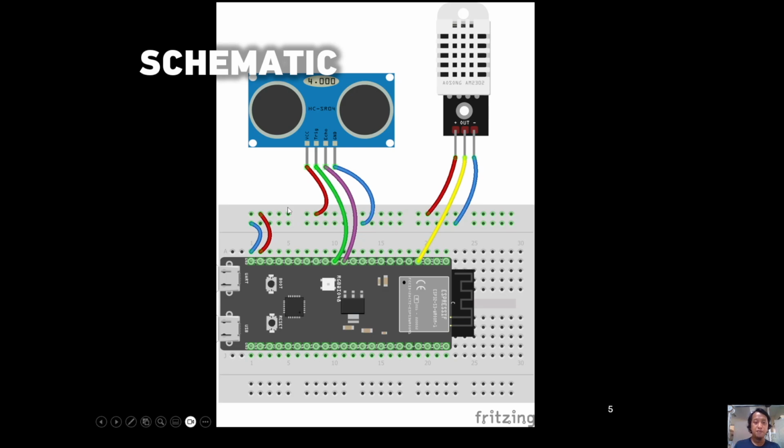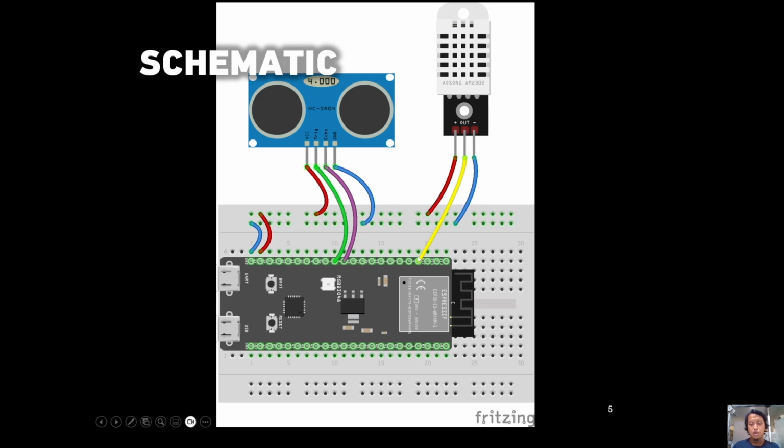And the schematic is this one. This is the HC-SR04. The echo is connected to pin 12 and the trigger pin is connected to pin 13. The VCC is connected to the 5 volts and the ground is connected to the ground of the ESP.